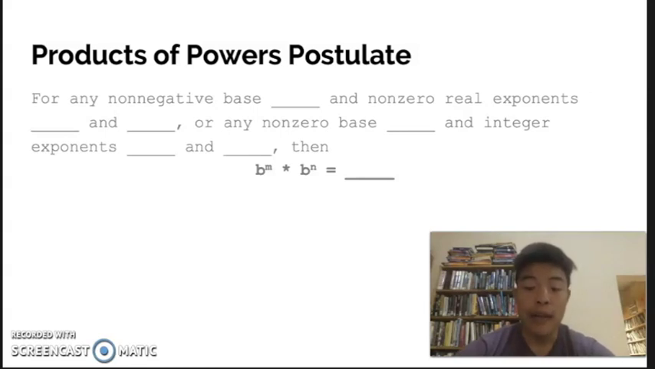Products, as you remember, are the answers to multiplication problems. Powers is another way of saying exponents. And finally, postulates you probably don't know, but a postulate is also known as an axiom. It's a statement which is taken to be true without proof.